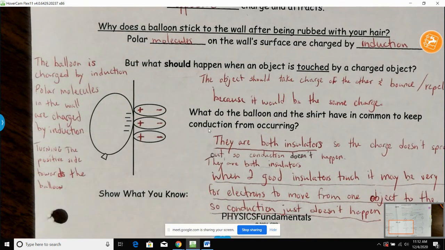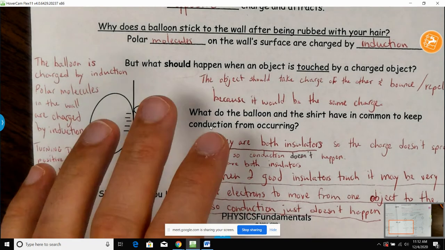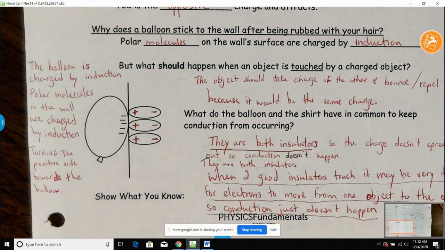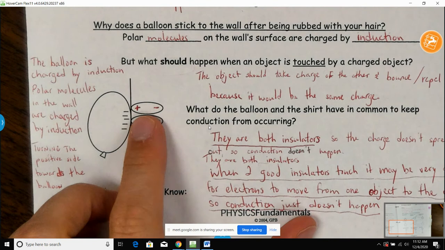So this was kind of an answer to one of the questions yesterday with the balloon and sweater activity. So what's going on if you put a charged balloon next to the wall and it sticks? The balloon is charged by induction. The polar molecules on the wall are charged by induction, so they wind up turning essentially.